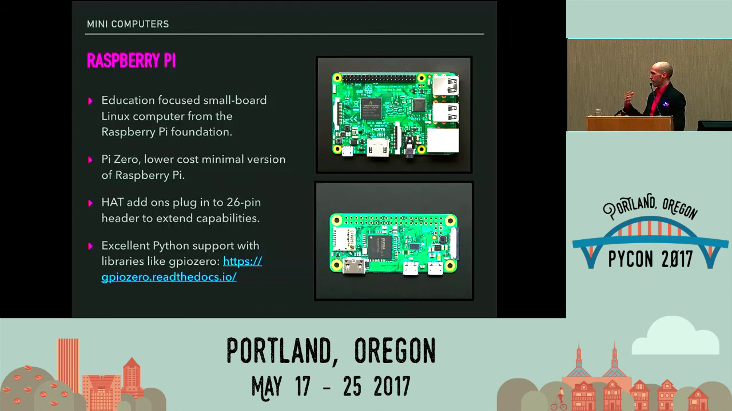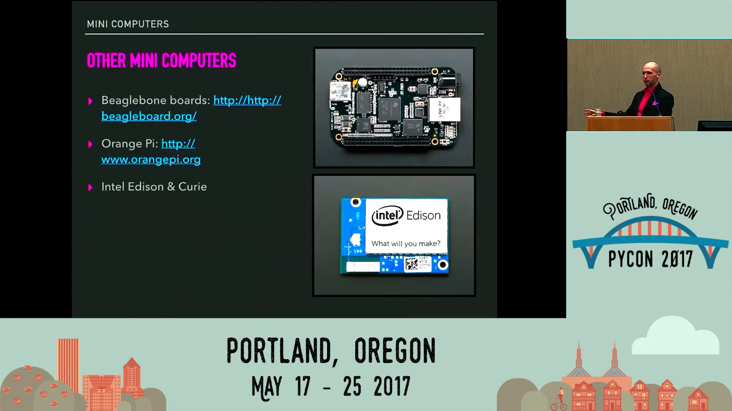So this natively runs CPython, either 2 or 3, both versions, with great GPIO libraries and a huge ecosystem of people using it, lots of guides and tutorials and information available. Other mini computers, just real fast, I'll mention, there are boards like the BeagleBone Black, a really good one for drones because it has really cool real-time control.